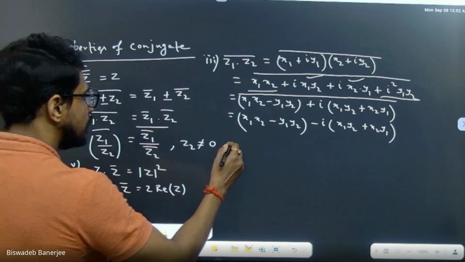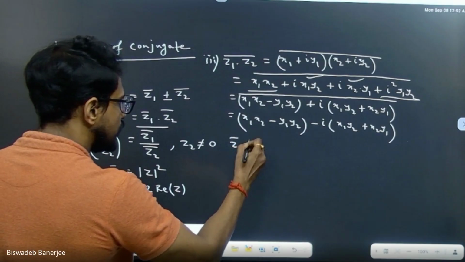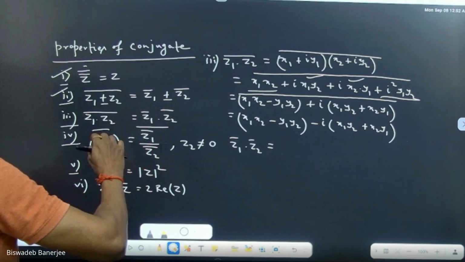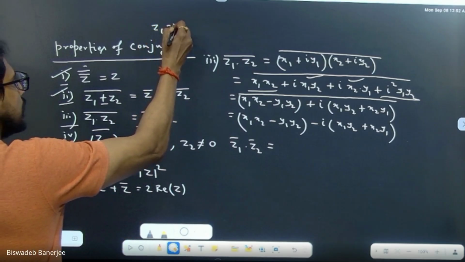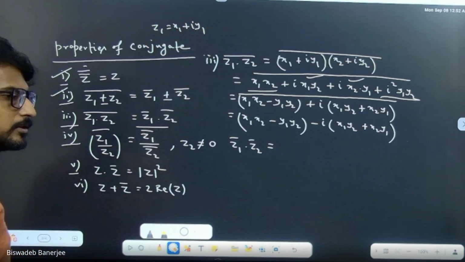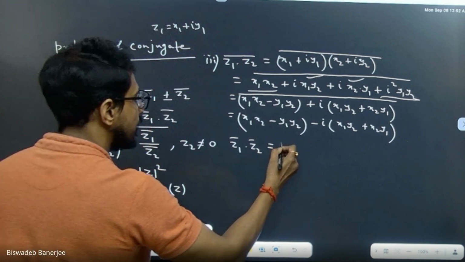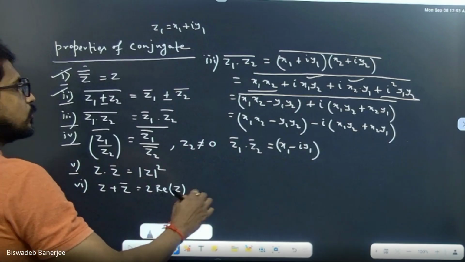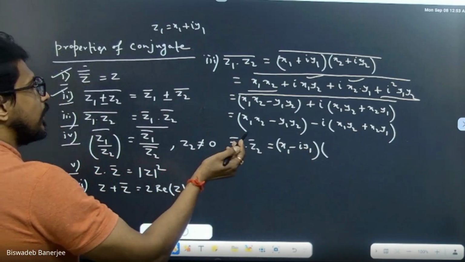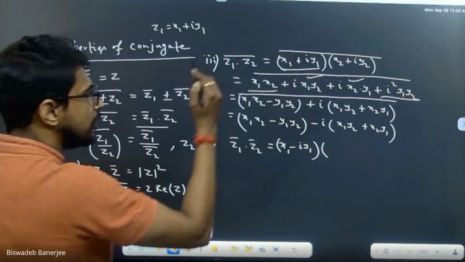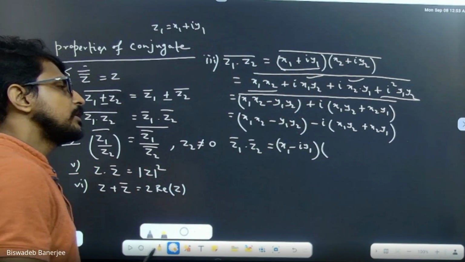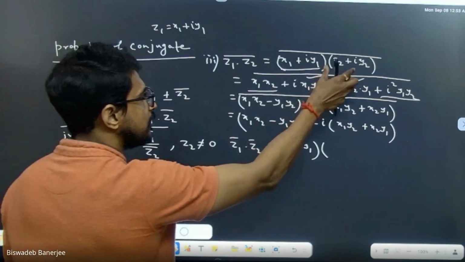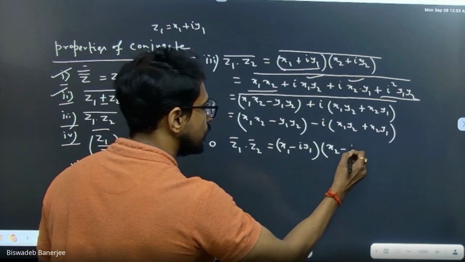Now what is my right hand side? My right hand side is z1 conjugate into z2 conjugate. So if my z1 is x1 + i·y1, my z1 conjugate will be x1 minus i·y1. Similarly, this is my z2, and my z2 conjugate will be x2 minus i·y2.